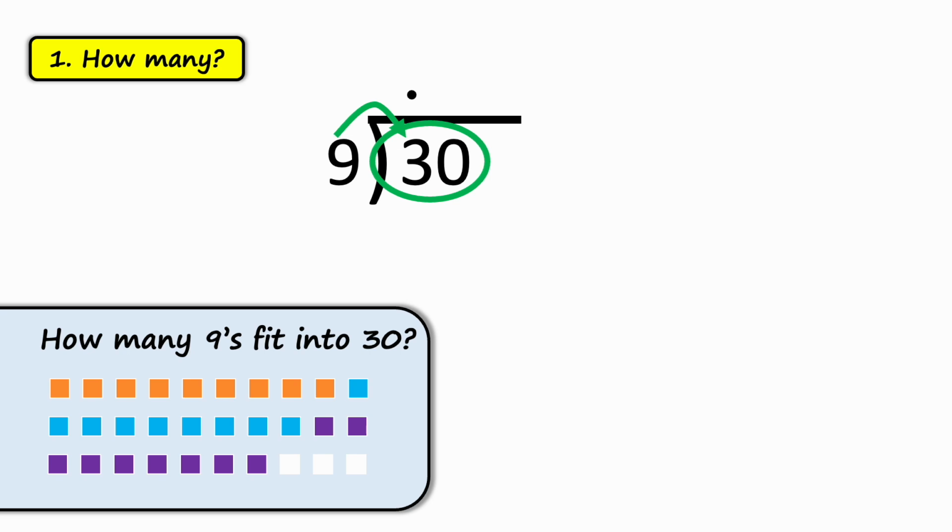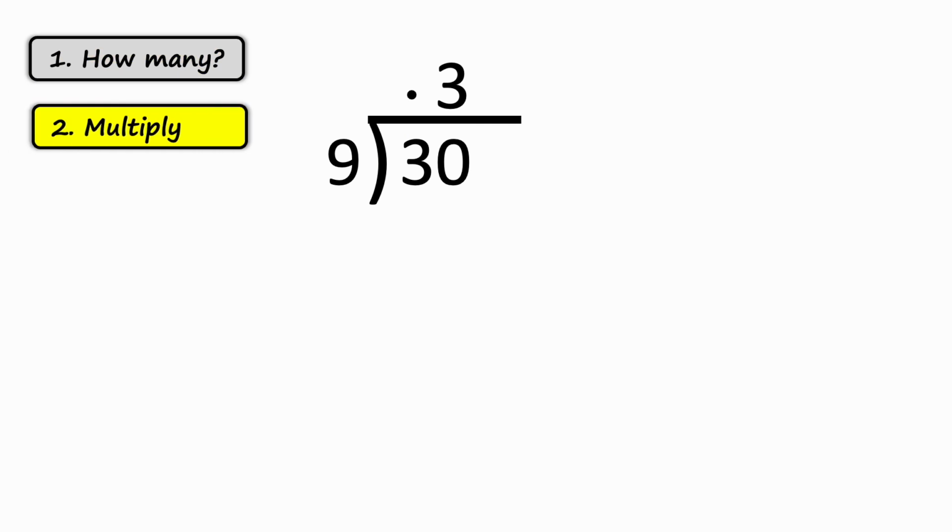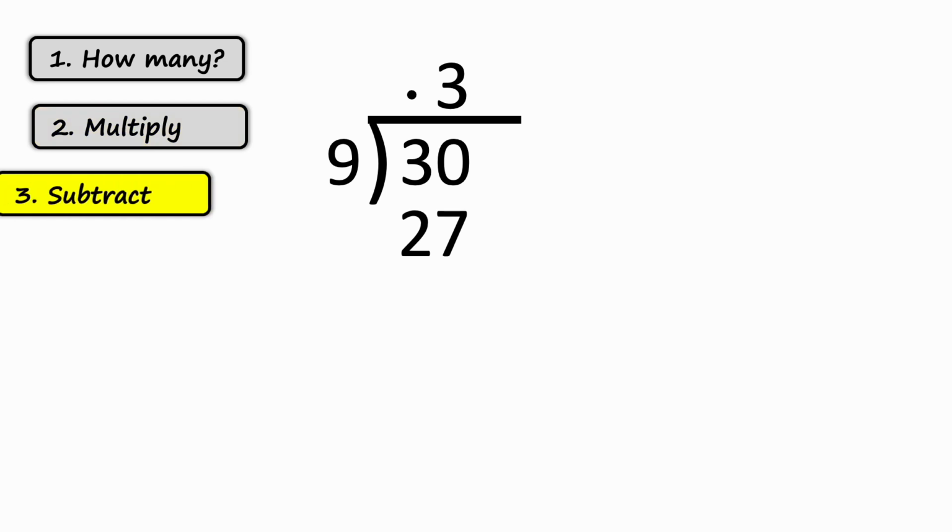So now we have the first digit of our answer, the number 3. And we write it above the long division symbol, making sure that we write it above the units column. Next we multiply 9 times 3, which gives us an answer of 27, and we write the answer underneath. Next, we subtract. 30 minus 27 gives us an answer of 3.